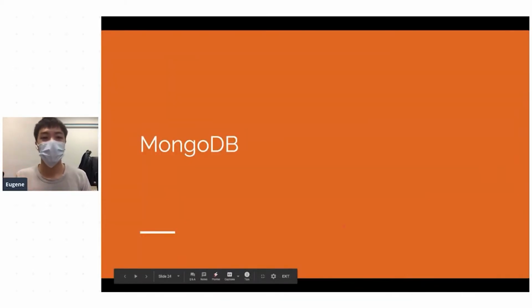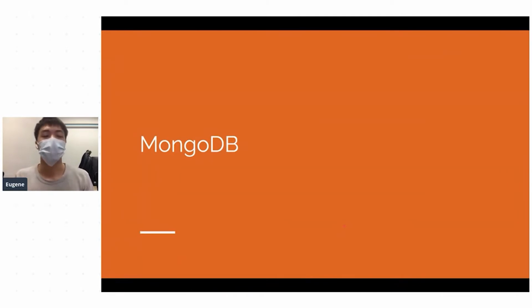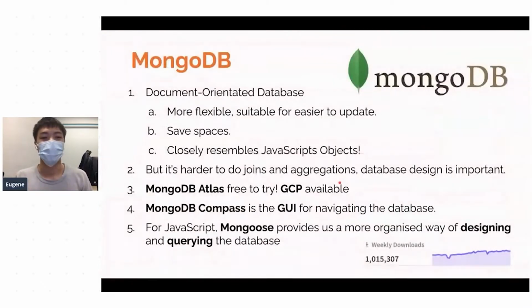So the next thing I'm going to talk about is MongoDB. This is a very famous database. I think most of you maybe have more knowledge on this. MongoDB is a document-oriented database. It's more flexible and suitable for JavaScript applications, and it saves space because you don't have to design the columns that you don't need. Besides that, it also closely resembles JavaScript objects, which means you don't have to spend time translating between both.